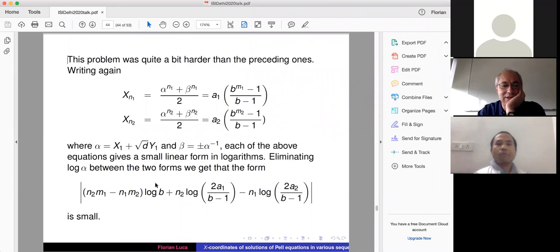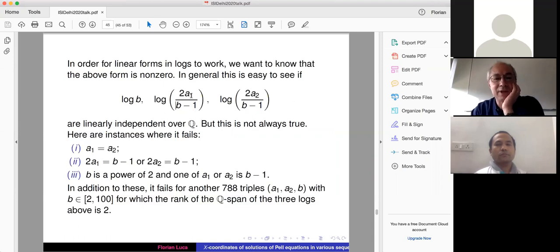But your best bet would be that log b, log 2a1 over b minus 1, and log 2a2 over b minus 1 are linearly independent over Q. Well, it turns out that they are not always. For example, a1 could be equal to a2, in which case these 2 logs are equal. Or 2a1 could be b minus 1 if b is odd, and then this log is equal to 0. Or b is a power of 2, and one of a1, a2 is b minus 1. In this case, this is just log 2, and this is log of a power of 2.